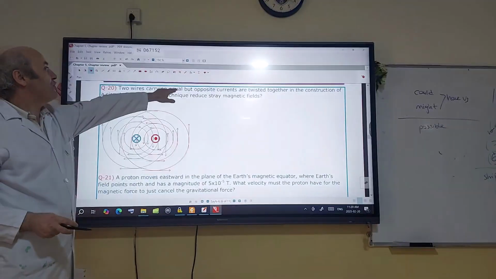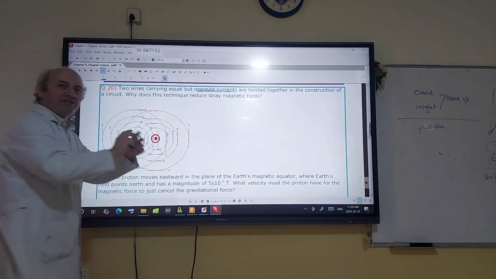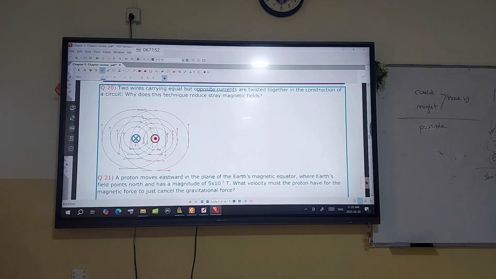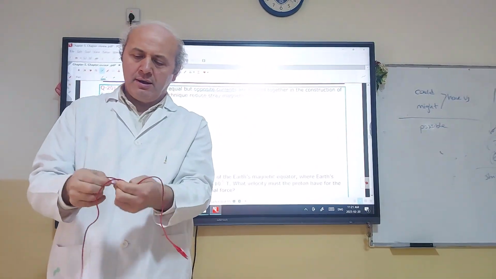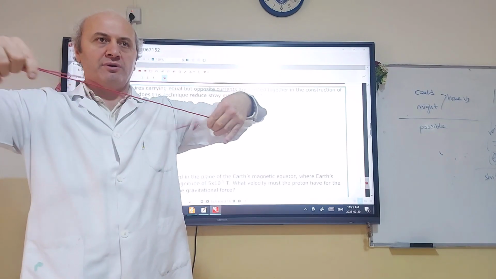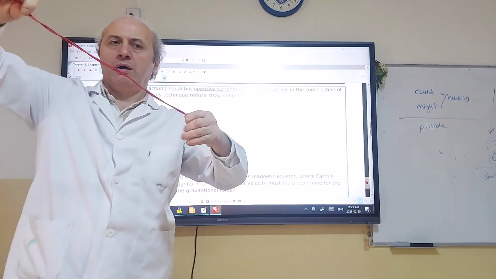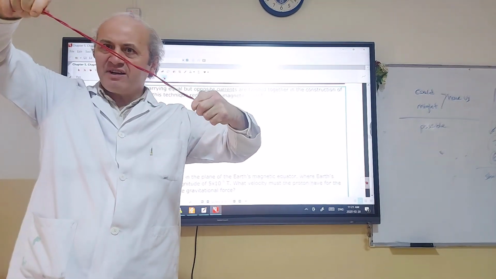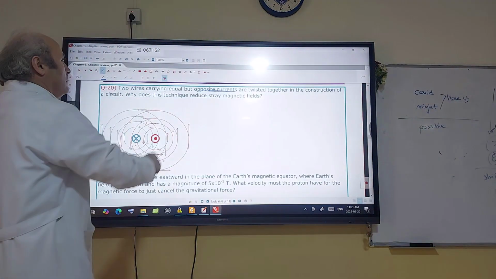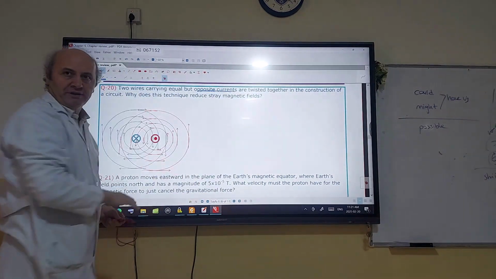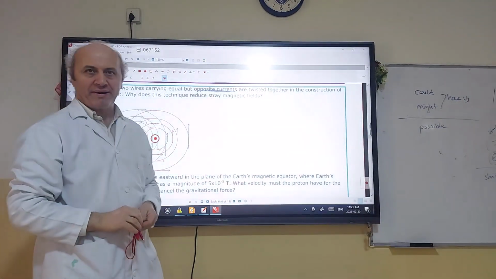Two wires carrying equal but opposite currents are twisted together. Twisted means like this. Hold the wires like this, and then twist them around one another. The wires are twisted now. In the construction of a circuit, why does this technique reduce the strength of magnetic fields?